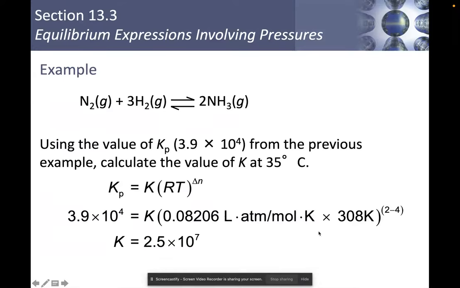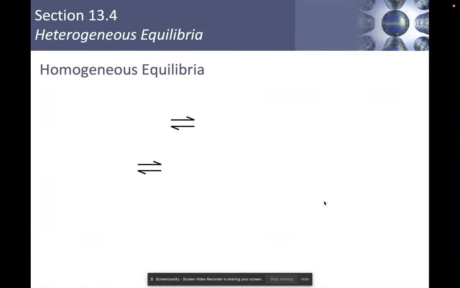I'm not going to go into the mathematical manipulation there, because it should be pretty easy, right? 3.9 times 10 to the fourth divided by this entire thing, making sure that you don't make any mistakes when you're plugging it in, because otherwise you'll get a totally different value. Notice it is unitless, though. Even though I have atmospheres, liters, moles, all this stuff going on, the answer is unitless at the end.